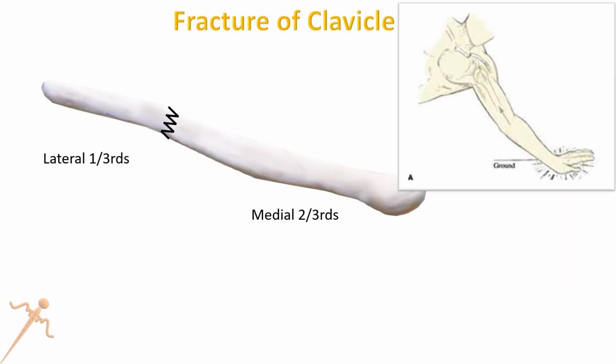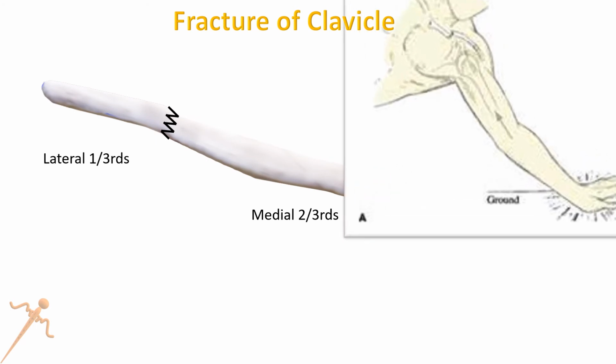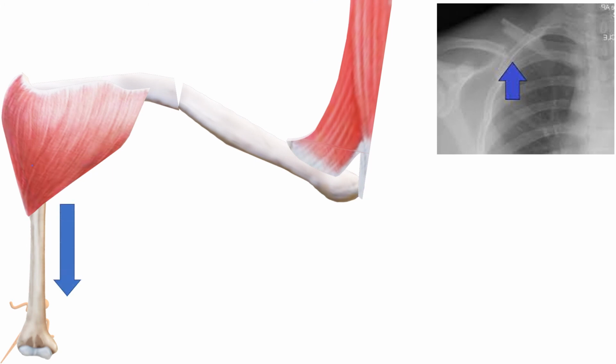Fracture of the clavicle results from a fall on an outstretched hand. The most common site of fracture is the junction between the 2 curvatures of the bone, which is the weakest point. The lateral fragment is displaced downwards by the weight of the arm. The medial fragment is pulled up by the sternocleidomastoid muscle.